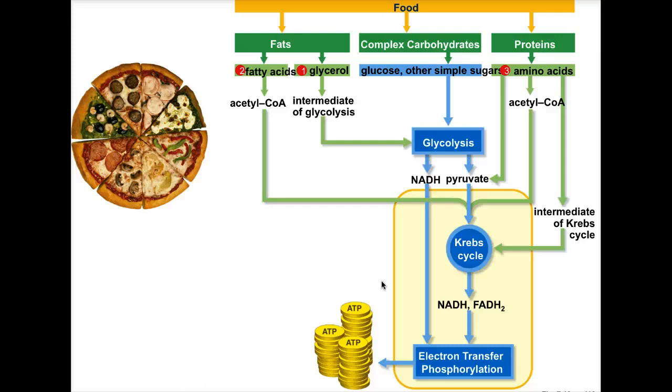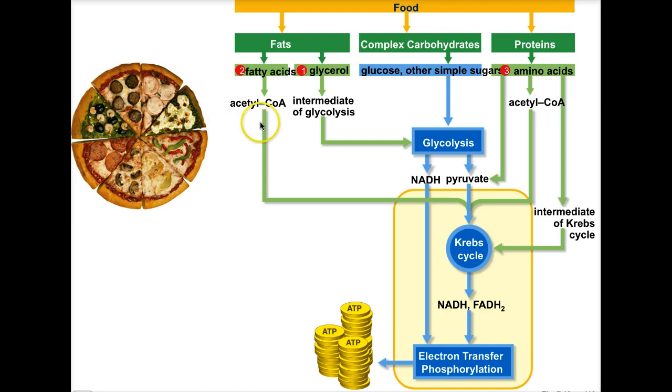In summary, we don't have to just put glucose through this process. All of the foods that we eat, the fats, the carbohydrates, and the proteins can all be funneled through aerobic cellular respiration. And this slide, in essence, summarizes where they enter. We know that our simple sugar glucose enters directly through glycolysis. We know that fats are typically made up of 3 fatty acids and glycerol.